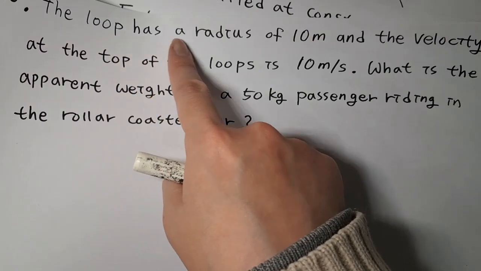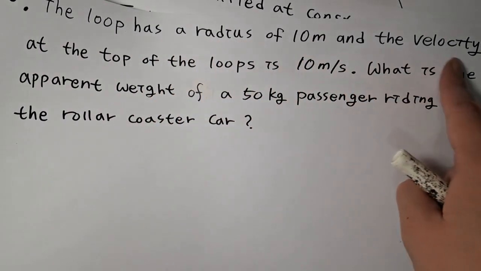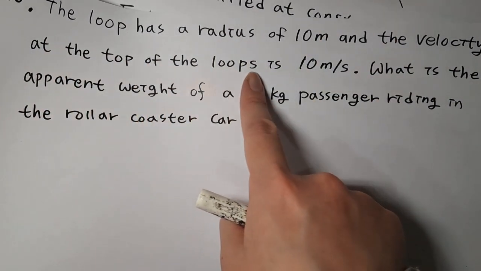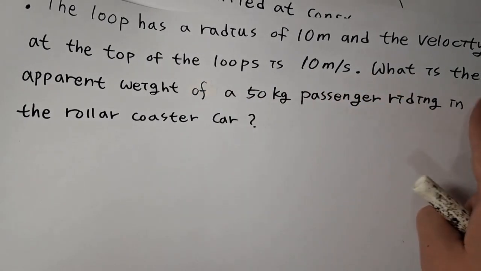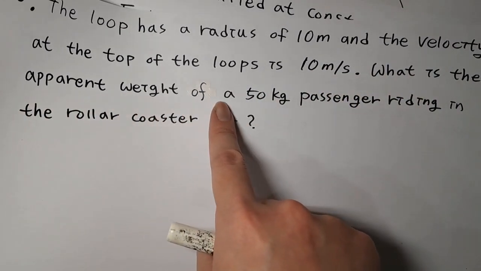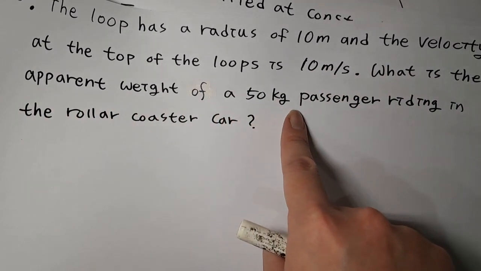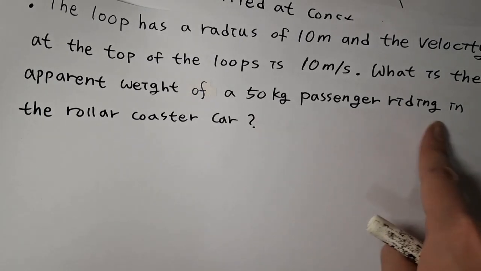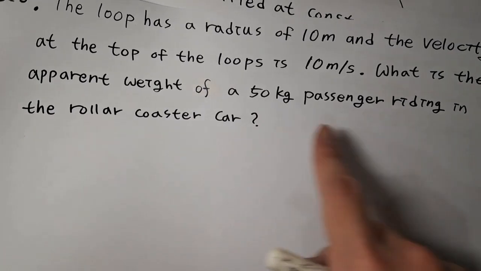The loop has a radius of 10 meters and the velocity at the top of the loop is 10 meters per second. What is the apparent weight of a 50 kilogram passenger riding in a roller coaster car?